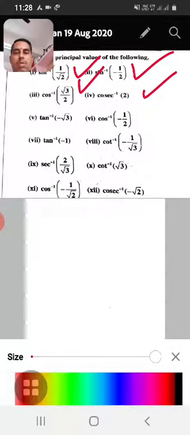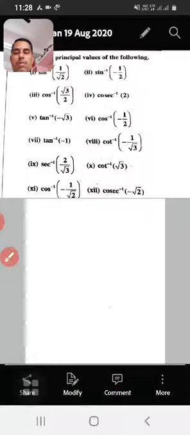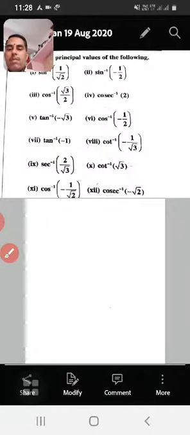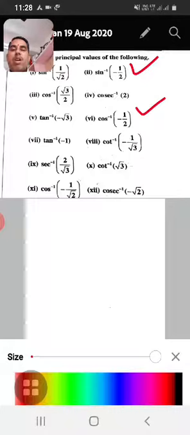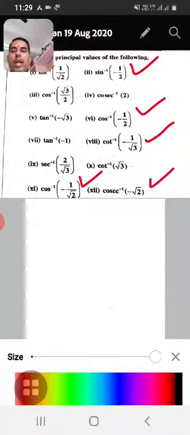First you observe what is given inside the bracket here. Here minus half is there, here minus half is there, minus 1 by root 3 is there, cosecant inverse of minus root 2 is there. Here cos inverse of minus 1 by root 2 is there. Except this one is also negative, this one is also minus 1. The remaining are positive here.